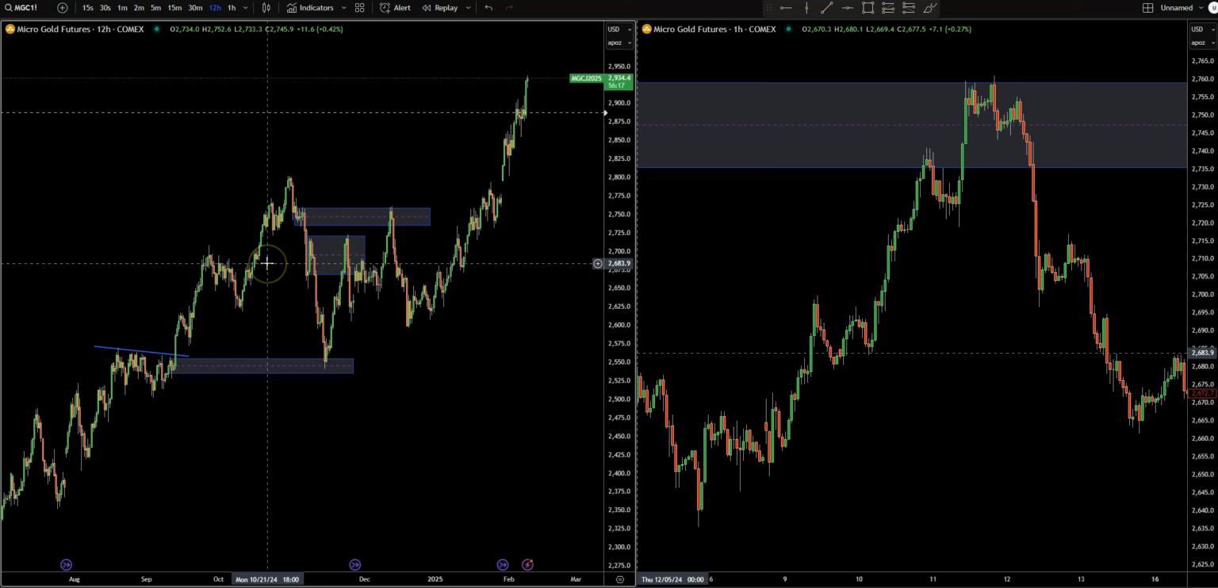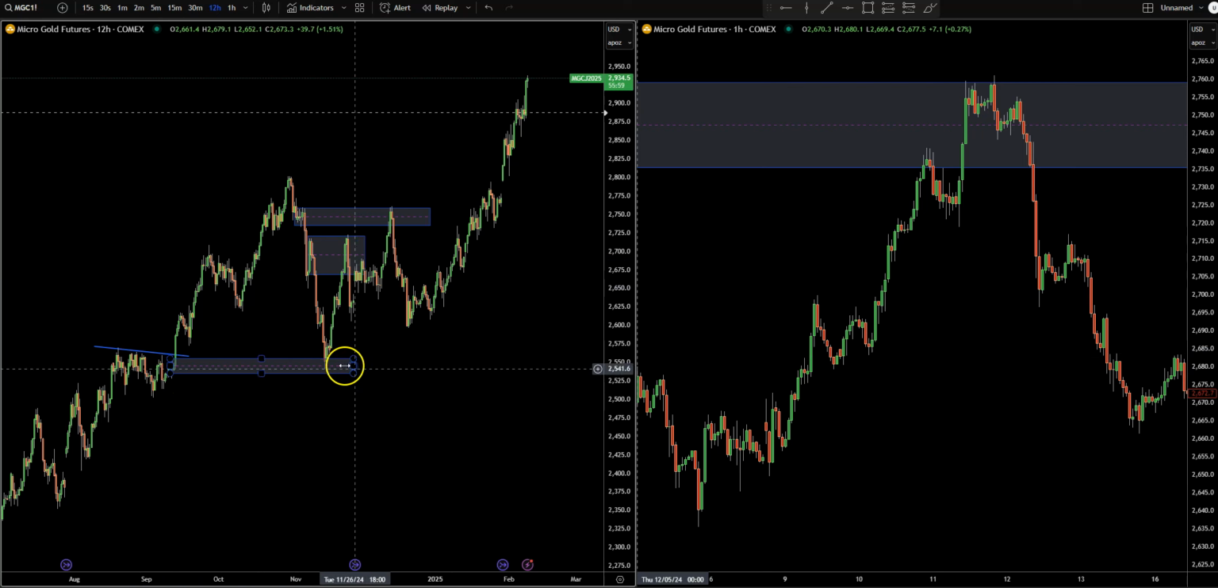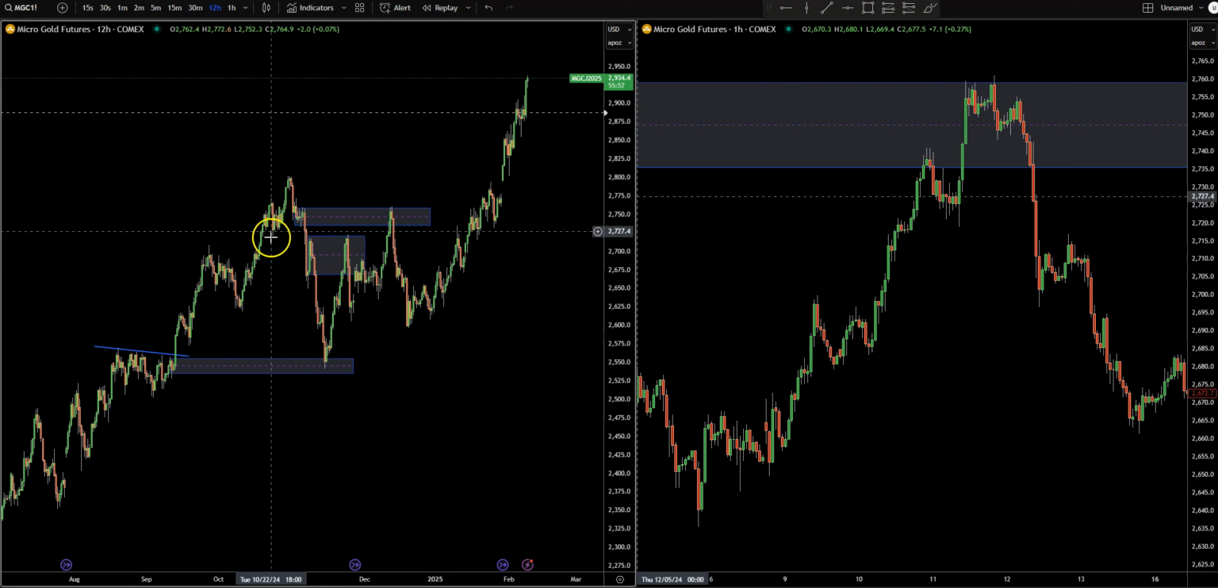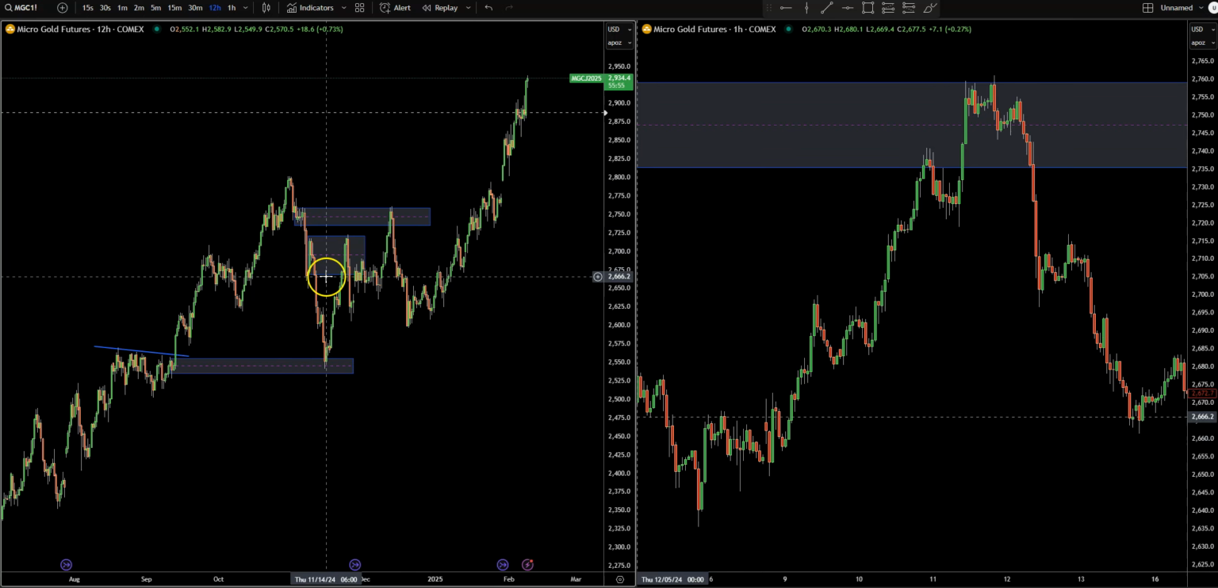So what makes supply? What makes demand? Well, it's very simple. Think about it just in basic economics. If you have a ton of supply of something, price goes down. If you have a ton of demand of something, price will go up. So this is a demand area, and these are supply areas.